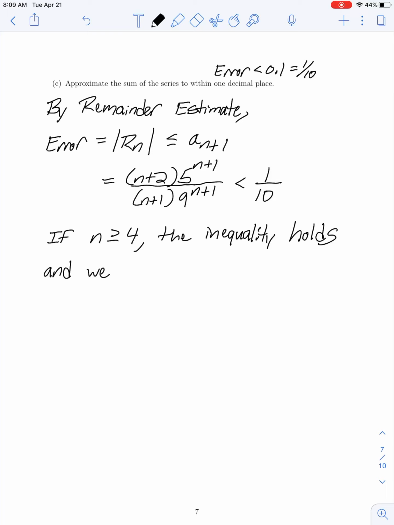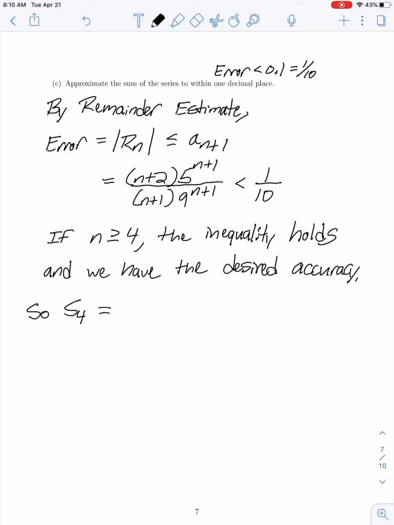And we have the desired accuracy. So in order to approximate the sum of our series, we would need to use the fourth partial sum or higher, more terms. So here, S4 is the sum of the first 4 terms of our series.